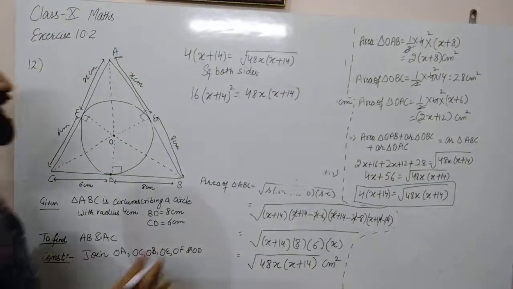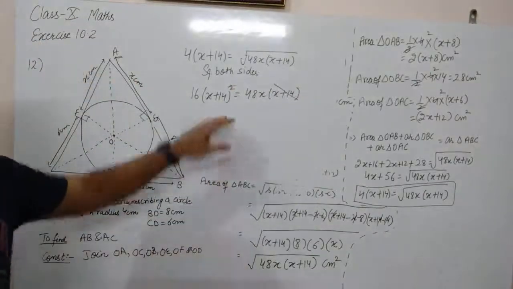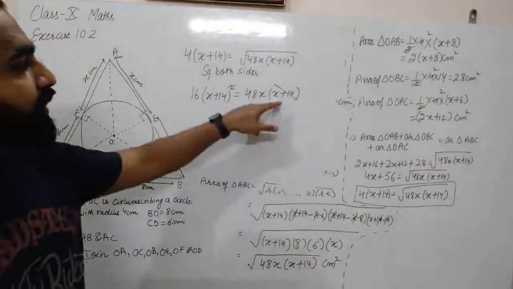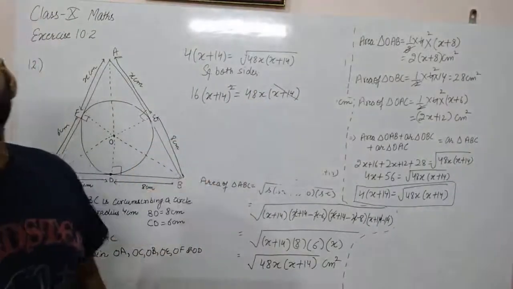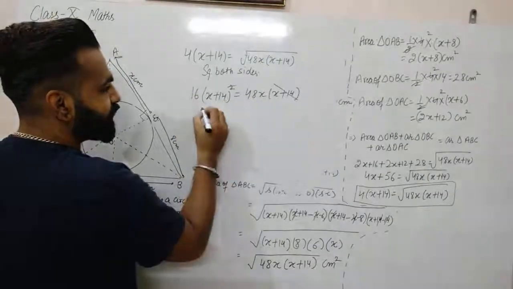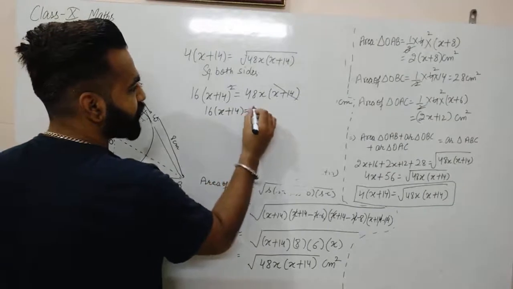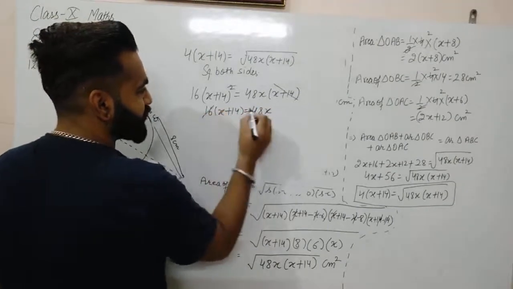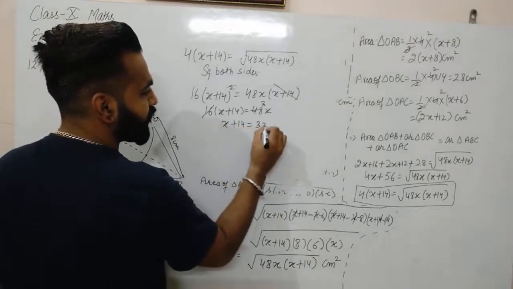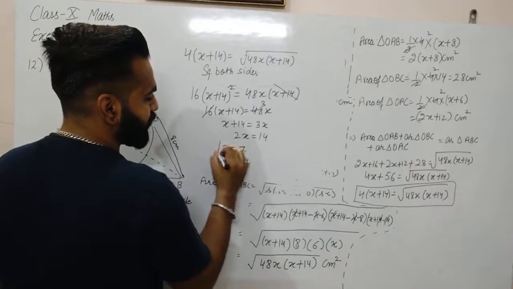From here we can see that one factor will be cancelled out, x plus 14, but later on we have to put this factor equal to 0. If we cancel a factor, then we have to equate that factor equal to 0. We will do it later. And this will become now 16 into x plus 14 is equal to 48x. Now this 16 into 3 is 48. So x plus 14 is equal to 3x. 2x is equal to 14. X is equal to 7.